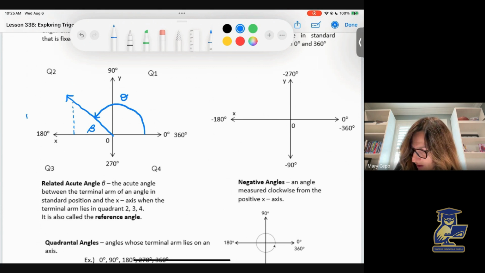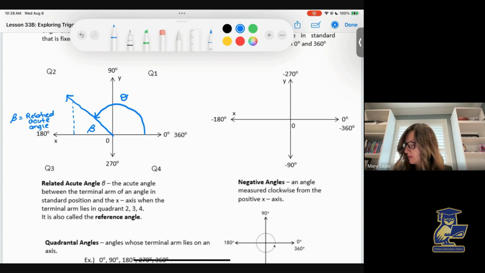So that is the related acute angle. And notice I drew that angle from that terminal arm straight down to the x-axis. Now, again, we're going to have that terminal arm in the different quadrants. It is always very critical to draw the related acute angle from the terminal arm straight down to the x-axis, so that vertical line helps you determine that related acute angle.